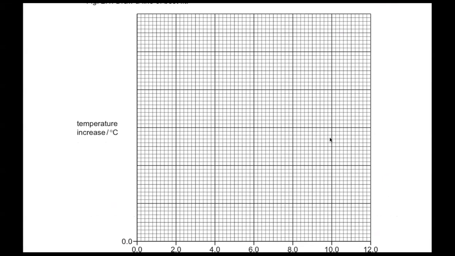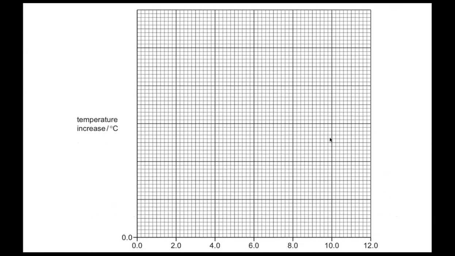2, 4, 6, 8, 9, 10. So if I label it 2, then 4, then 6, then 8, then 10, and then 12. See? So it means when there is a 0 volume of distilled water, the temperature raised was 12 degrees, right?